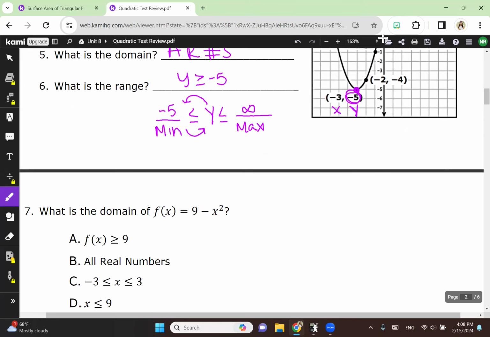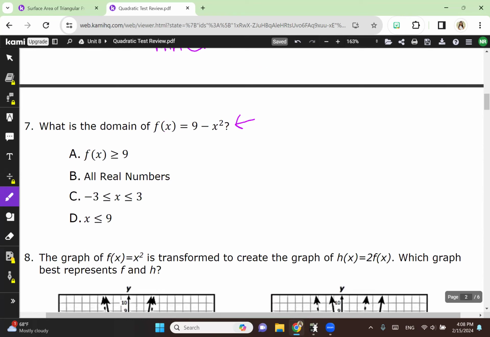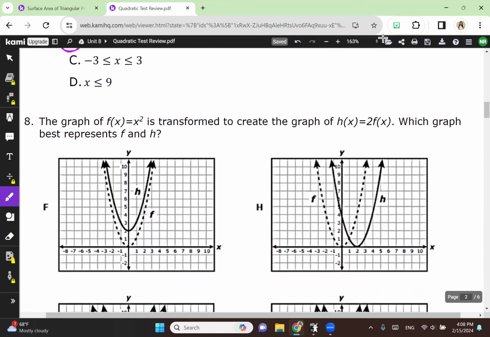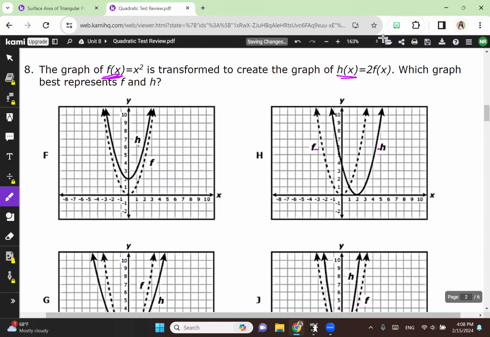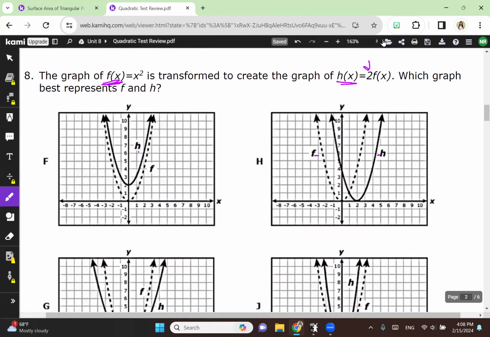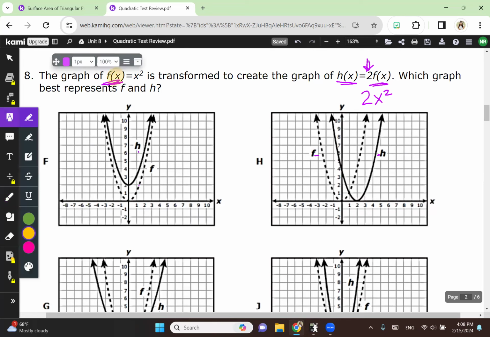So the range is y is greater than or equal to -5. Okay. The domain of any equation, if it's not describing some real life situation, is always going to be all real numbers. Easy peasy. This one, the graph of f of x is transformed to create h of x. So if we're going from f to h, you're going from dotted to solid. Now, we said that a 2 in front of your x squared is the same as having 2x squared.